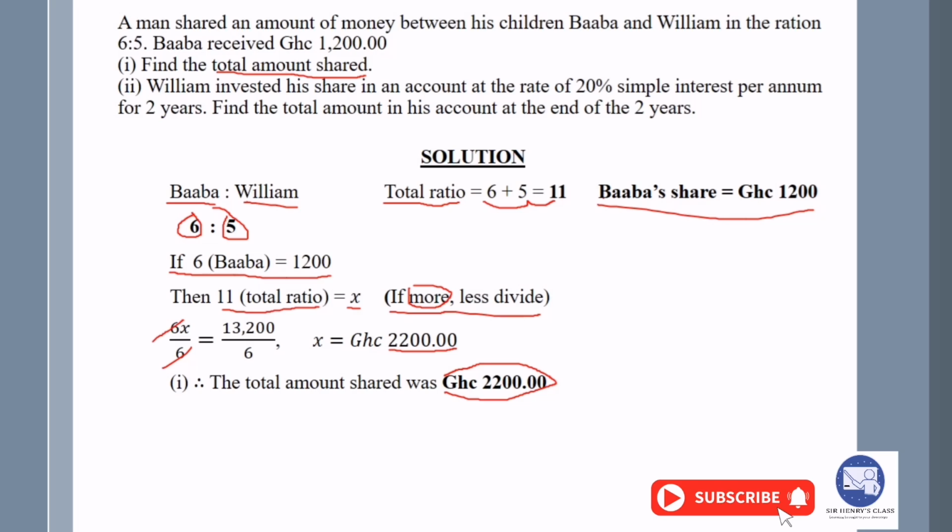6 will cancel 6, and 6 will go into 13,200, 2,200 times. So therefore, the total amount shared was 2,200 Ghana cedis. The total amount shared between these two children was 2,200 Ghana cedis.